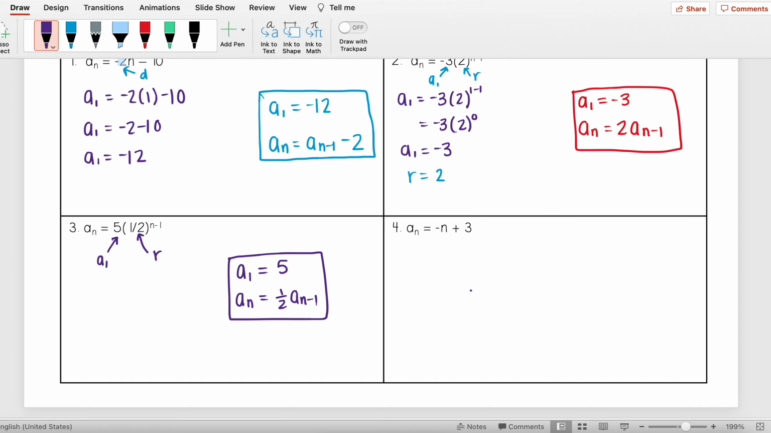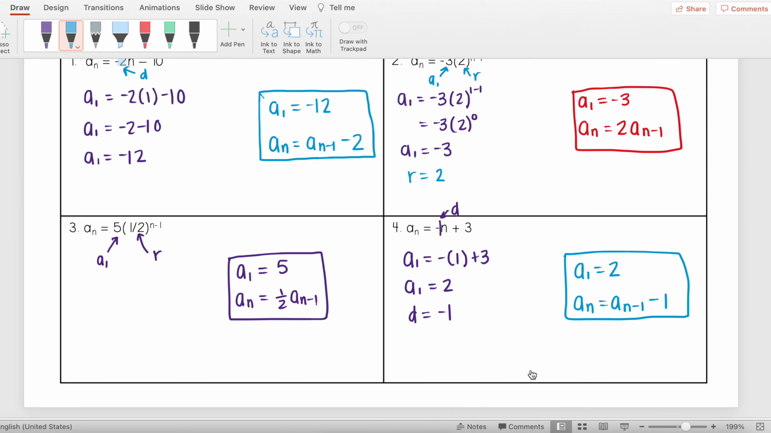Okay, go ahead and pause the video. I want you to try and do this last one. So for this last one, you plugged in 1 for n, you should have gotten 2. And then remember that your D is just going to be whatever number's in front of your n. You can kind of think of it as your slope. And so here it was just a negative out in front, so that really means it's negative 1. And so I get AN is equal to AN minus 1 minus 1.